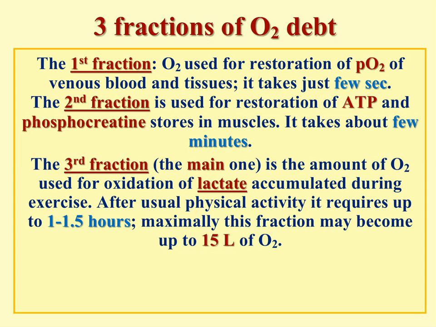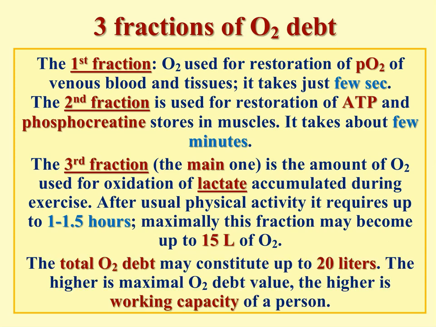And usually it can take some minutes or half an hour or 1 hour or even a few hours. But as an index of gas exchange reserves, we consider the maximal oxygen debt. And maximally this fraction can be about 15 liters. For sportsmen, the first two fractions usually are little, but they can also make a rather big amount of oxygen, and so the total oxygen debt can be up to 20 liters. You see, the first fractions combined can produce 5 liters.